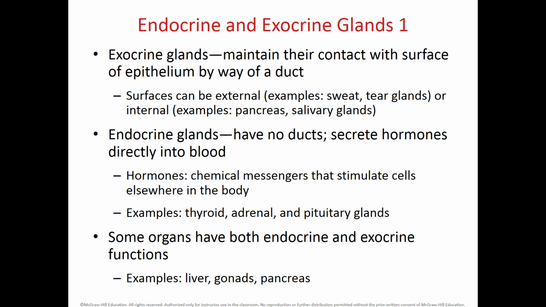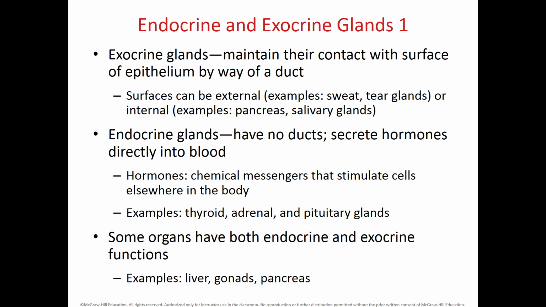So the exocrine glands will be the glands that maintain their contact to the surface of the epithelium by way of a duct, and this duct will empty its substances into the surface of the body. So the surfaces can be external, like in the case of the glands that release sweat, or the tear glands, or they can be internal, like in the case of the pancreas and the salivary glands.